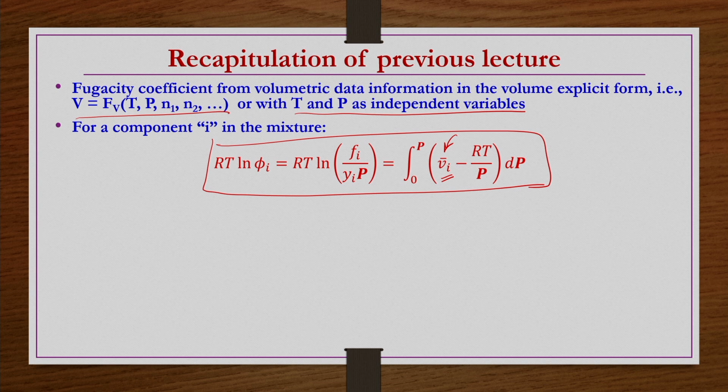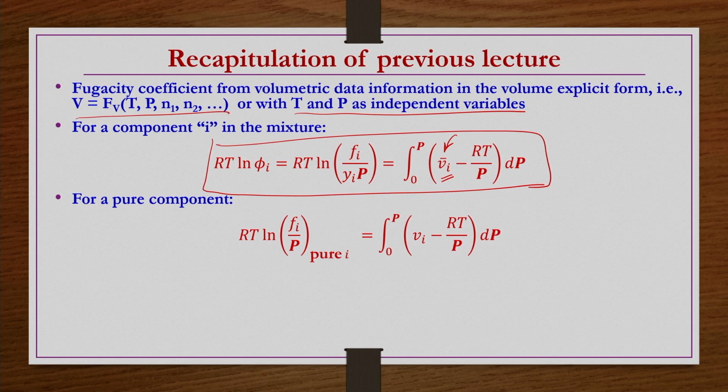We have also taken the example of the van der Waals equation, and derived the fugacity coefficient phi i for a component i in a mixture of gases which obey the van der Waals equation of state. Then for a pure component we have also derived this relation, that is RT ln (fi by P) for pure i equals integral 0 to P of (Vi minus RT by P) dP. Here we simply have Vi in the case of a pure component, because for a pure component the partial molar volume is nothing but its molar value.